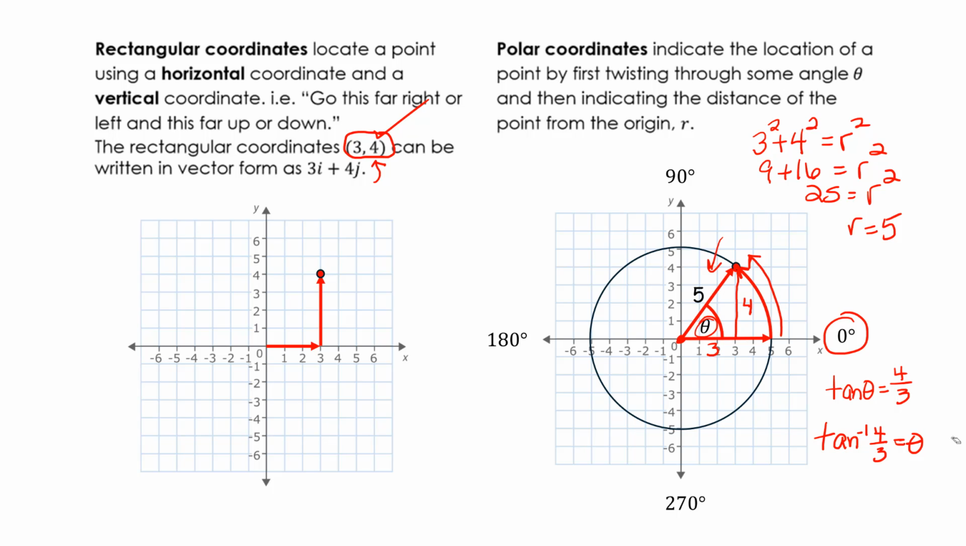So when I punch this into my calculator, I'm going to hit 4 divided by 3 equals, and then I'm going to hit second function tangent. It's going to give me about 53.13 degrees. So theta would be about 53.13 degrees.